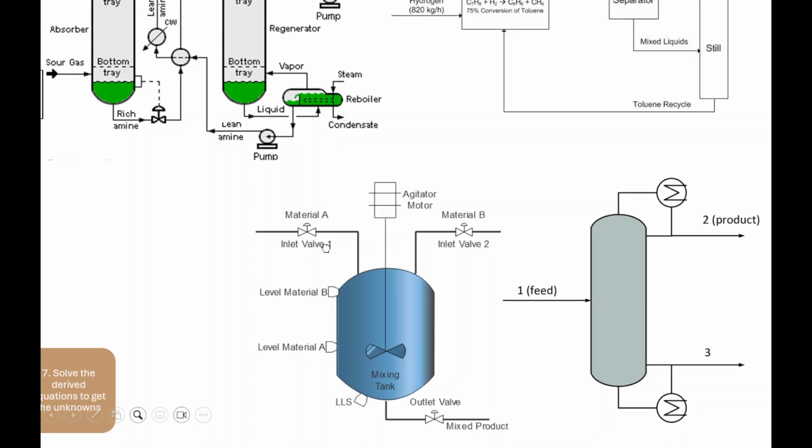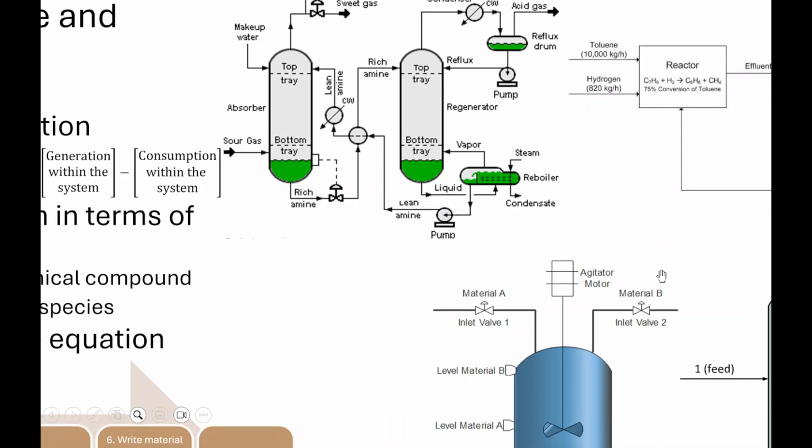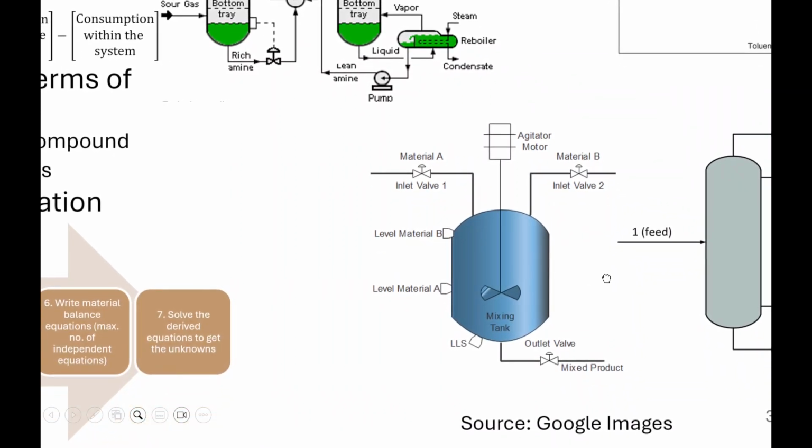You can define your system as one process unit or multiple process units. Here is a diagram for a one process unit. This is basically a mixing tank. Stream 1 and stream 2, which have materials A and B, are flowing into this mixing tank, and another stream is coming out of it. It is basically a mixed product. This agitator helps in mixing the two streams.